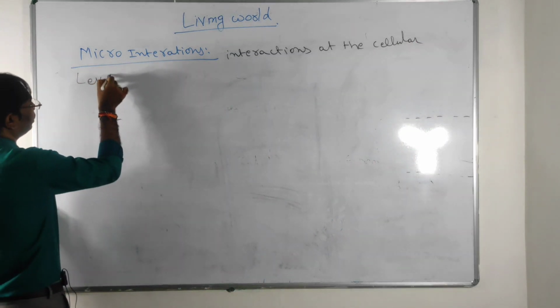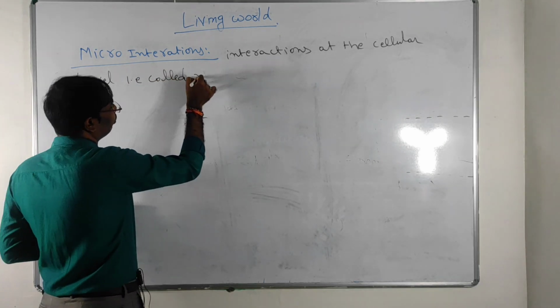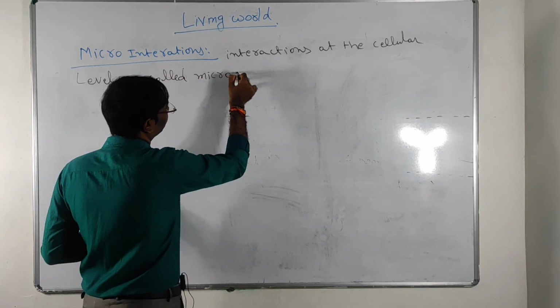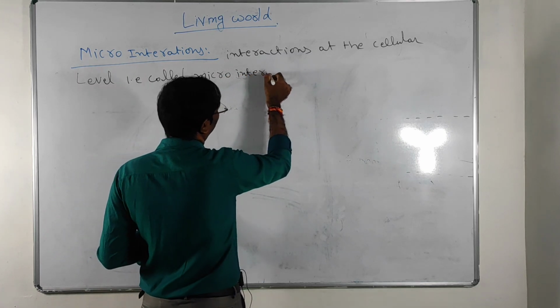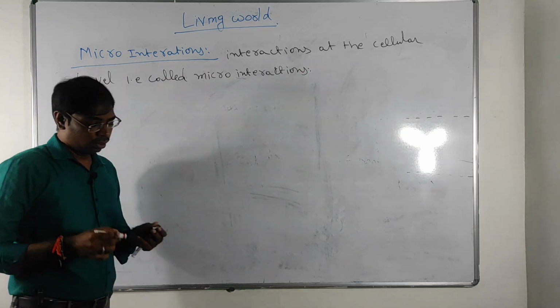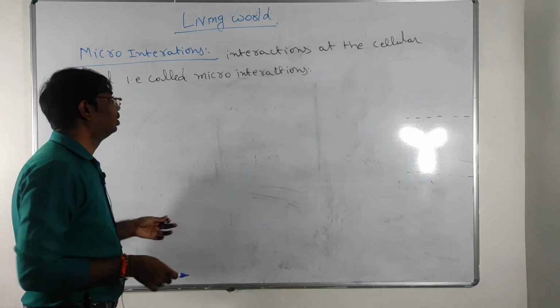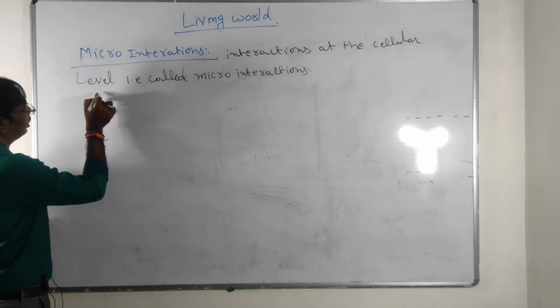So interactions at the cellular level are called micro interactions. Interactions at the cellular levels are called micro interactions. So can you give some examples about these micro interactions, students? So I will give examples here.